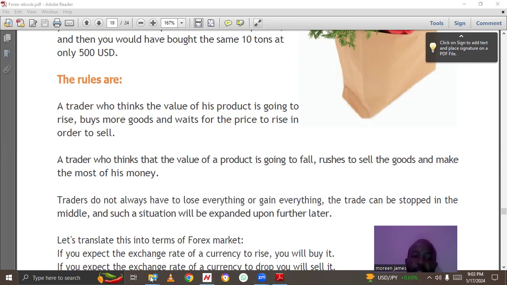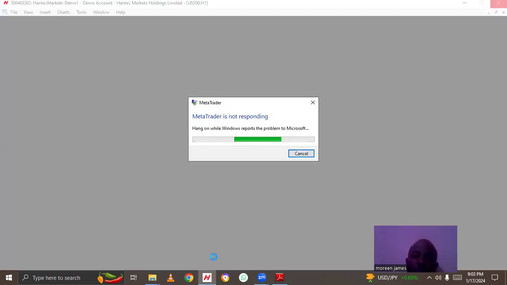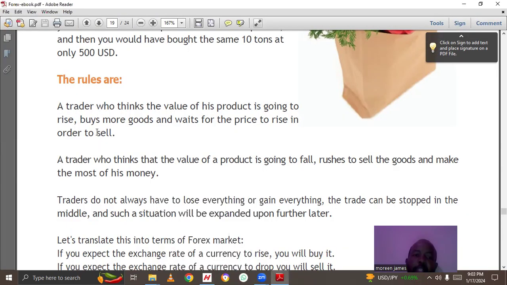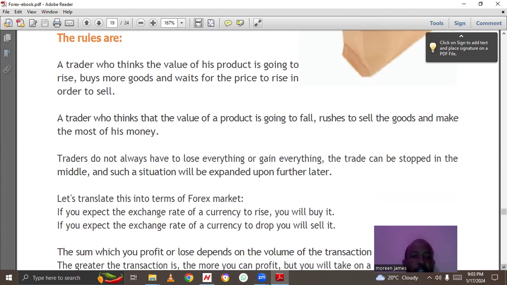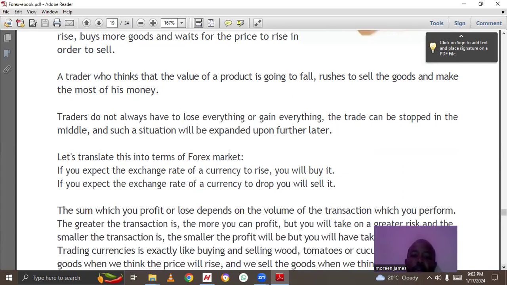A trader who thinks the value of his product is going to rise buys more goods and waits for the price to rise in order to sell. A trader who thinks that the value of a product is going to fall rushes to sell the goods and makes most of his money. So there's more money. Short selling, it's called short selling even in stocks. You can just sell because now you have bought when the prices were low. But now when the prices are going up, what do you do? You buy. Wait for it to gain. Once it gains more, you sell. So traders do not always have to lose everything or gain everything. The trade can be stopped in the middle, and such a situation will be expounded upon further later.